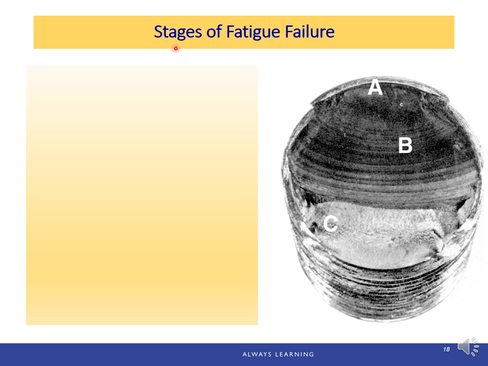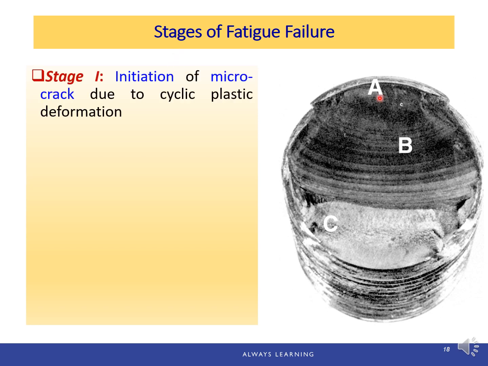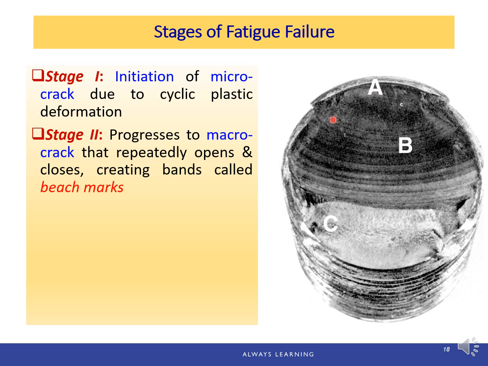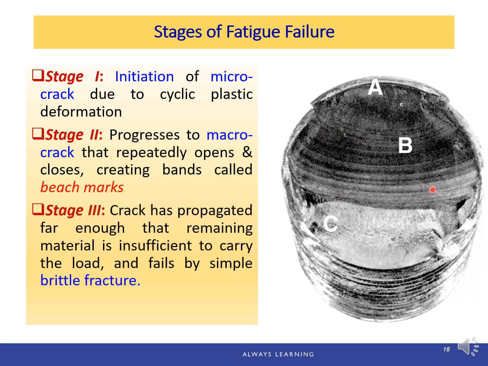Fatigue failure happens in 3 stages. Stage 1 is the formation or initiation of micro cracks due to cyclic plastic deformation. Stage 2, as shown in region B, progresses to a macro crack that repeatedly opens and closes, which will create bands called beach marks. The last stage, the crack has propagated far enough that the remaining material is insufficient to carry the load and fails by simple brittle fracture, shown in region C.